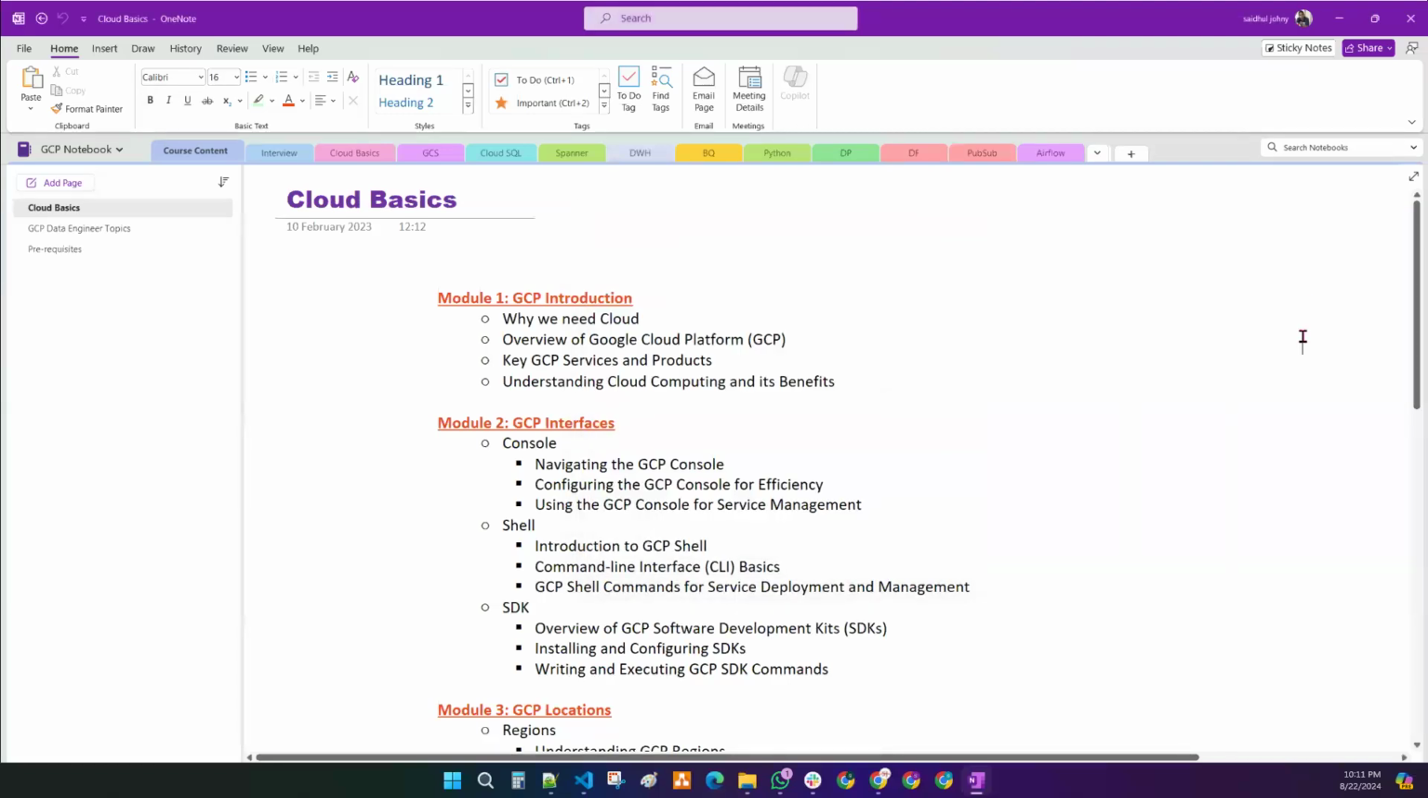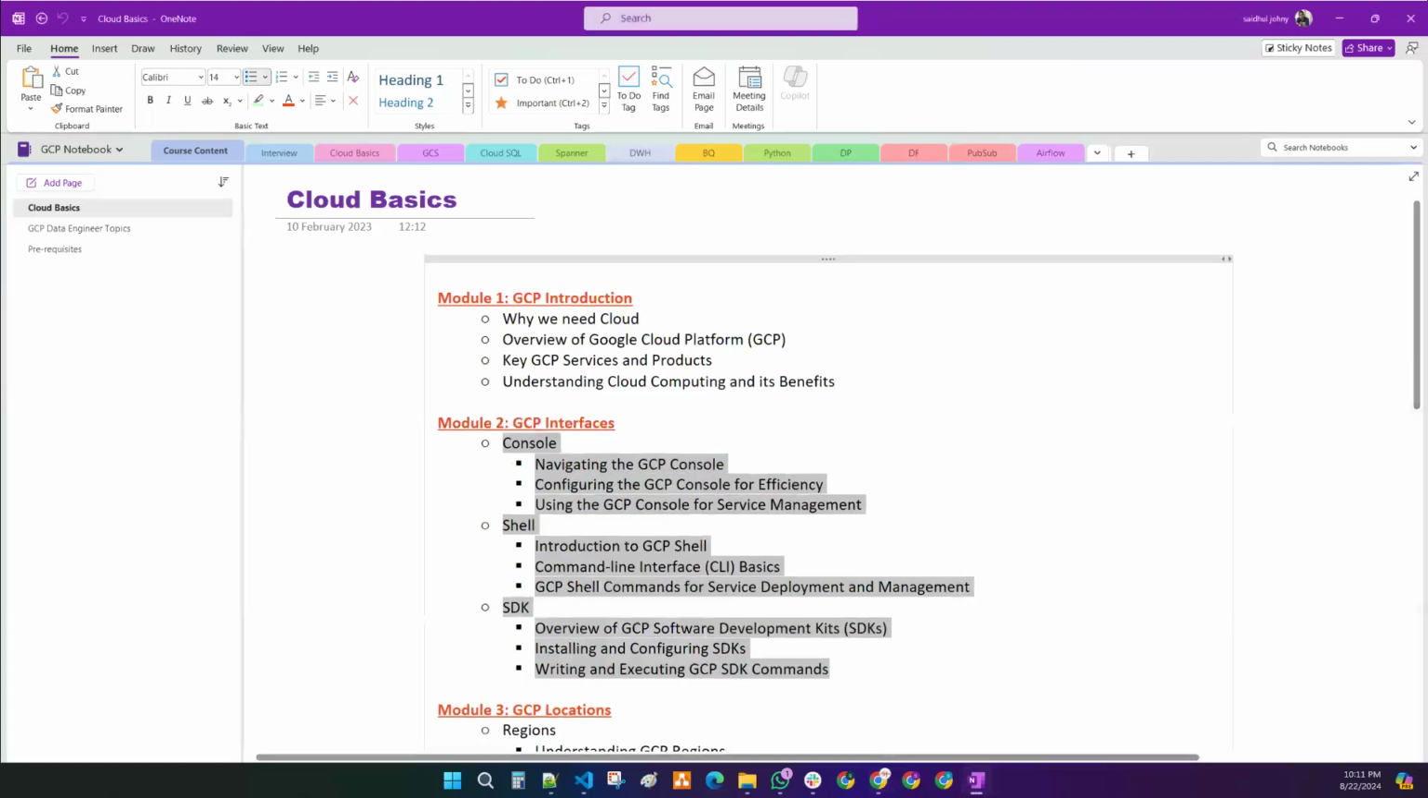Okay, guys. So this is it for today. We will see a few more things in our session tomorrow. We are going to see about console, Cloud Shell, and SDK tomorrow.